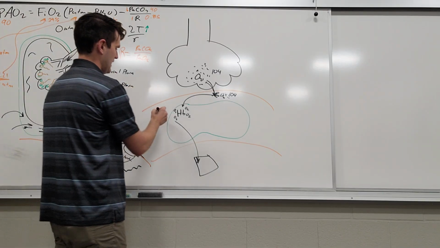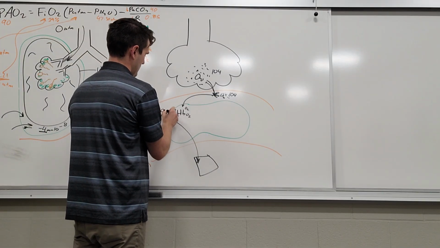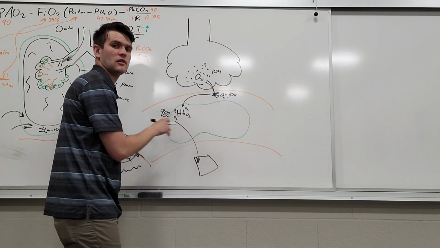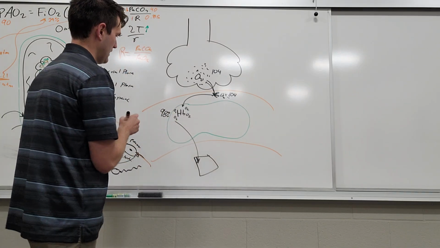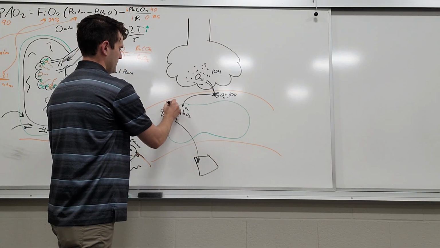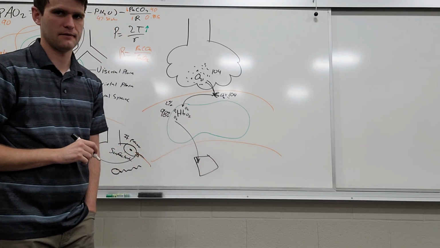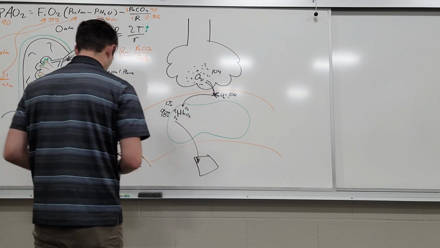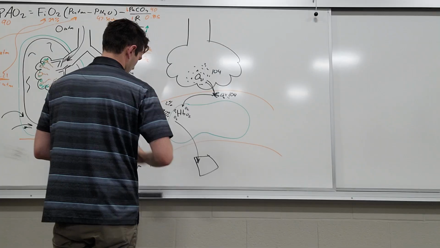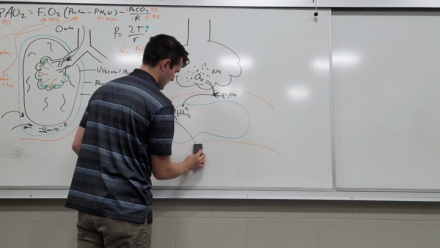And so about 98% of oxygen is bound to hemoglobin, and that's how it's transported. And then maybe about 2% is just dissolved in the blood, okay? So that is oxygen. Now let's talk about CO2.